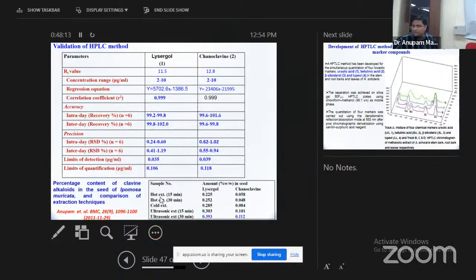We compared hot extraction for 15 minutes, hot extraction for 30 minutes, cold extraction, and ultrasonic extraction. You can see ultrasonic extraction for 30 minutes is the best extraction technique. You can get the higher content of lysosol, 0.39% lysosol and 0.112% kynoglobin. So we estimated these two marker compounds in the Annona muricata seeds.